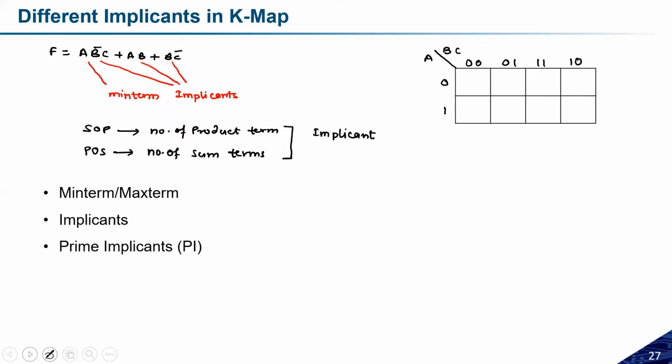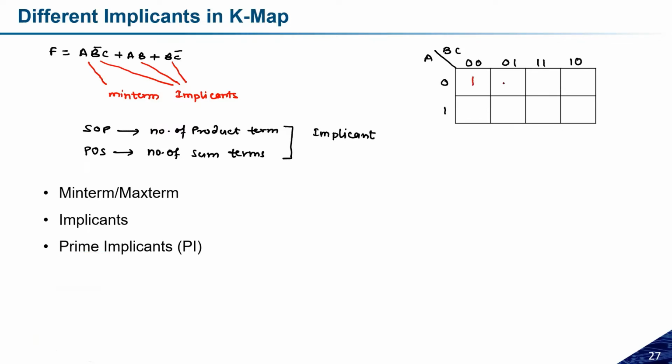What is that prime implicant? Prime implicant means a group, a square or a rectangle, made up of a bunch of adjacent min terms or max terms that is allowed in any of the K maps. Let me take some example.